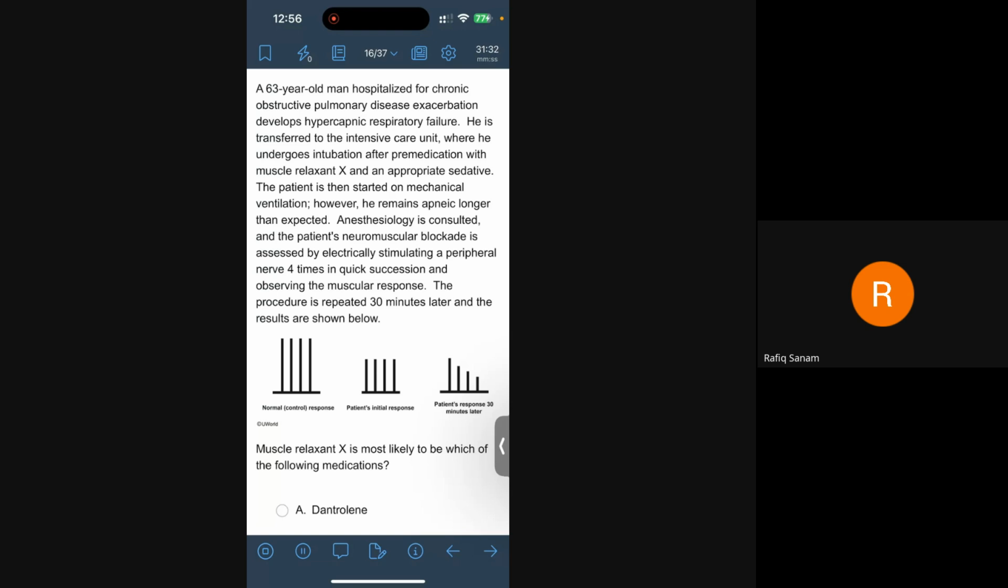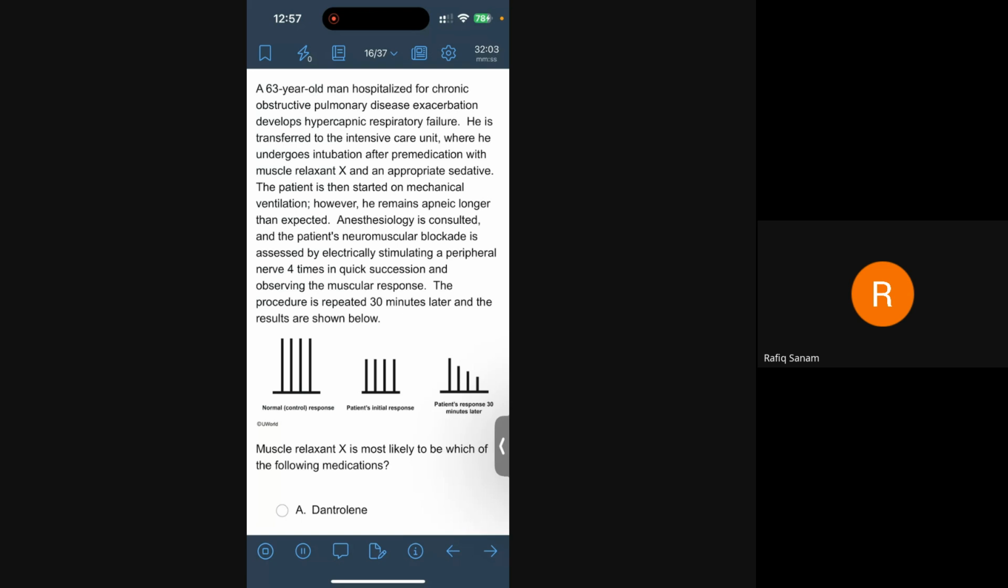Do you know what the name of this test is? What is happening in this photo? It is called the train of four stimulation test. It is used during anesthesia to assess the degree of paralysis induced by the neuromuscular junction blocking agent, the muscle relaxant. What we do in this test is that the peripheral nerve is stimulated 4 times in quick succession, and the muscular response is recorded.